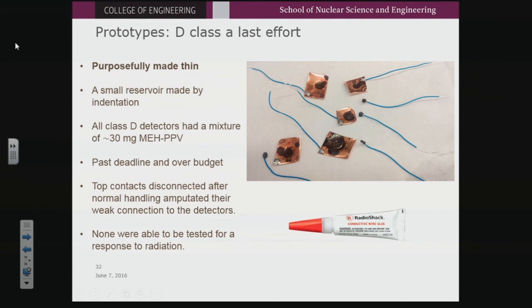So I made a small reservoir made by indentation. This is actually Dr. Yang's idea. And so all of Class D detectors had a mixture of 30 milligrams of that conducting polymer. At this point, we were sort of past deadline, over budget. I probably should have been doing other things, but I ran out and got some conductive wire glue from Radio Shack. I let them cure, but unfortunately, the top contacts disconnected and they amputated, as you see right there in the picture. So none were able to be tested for response to radiation.